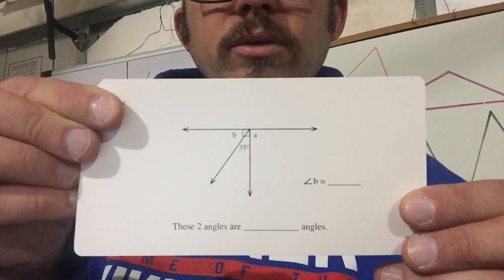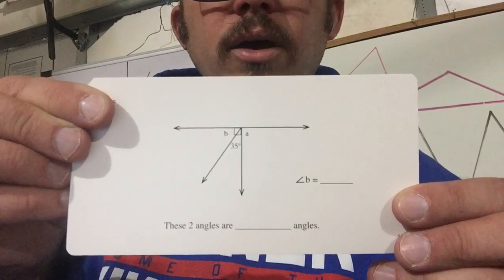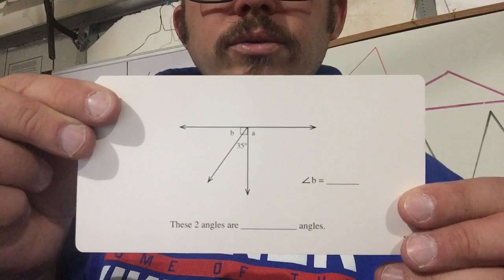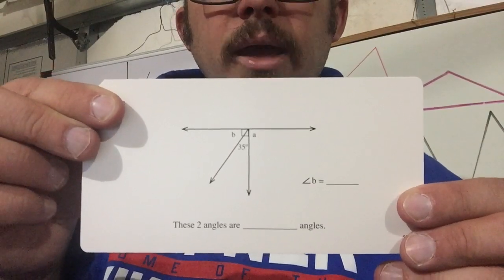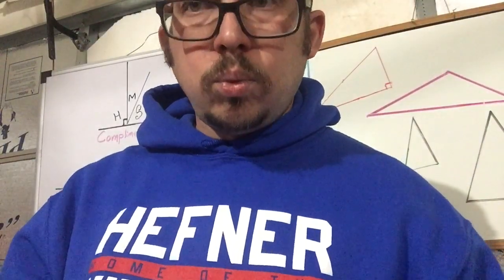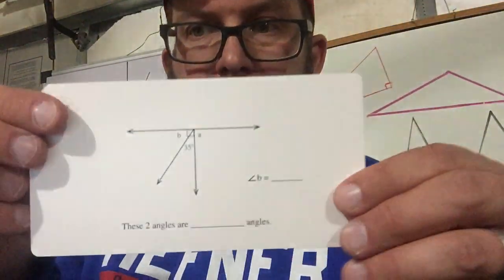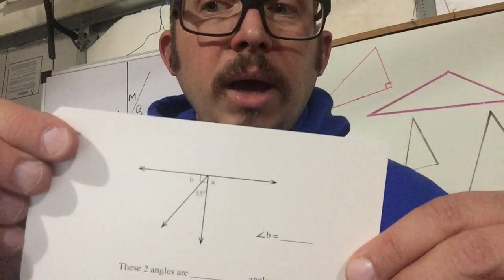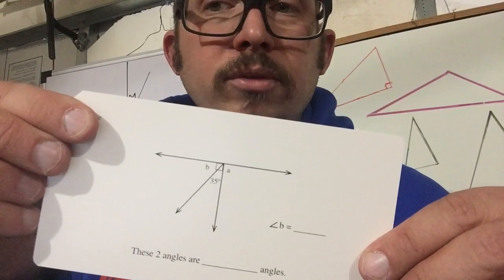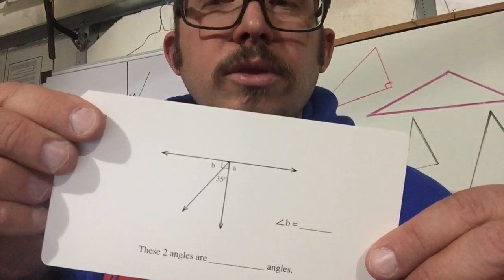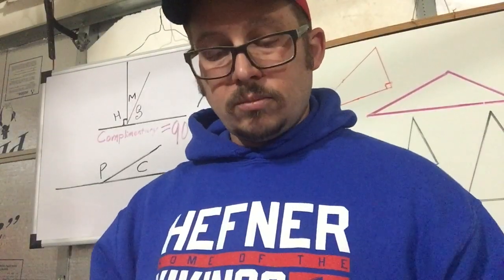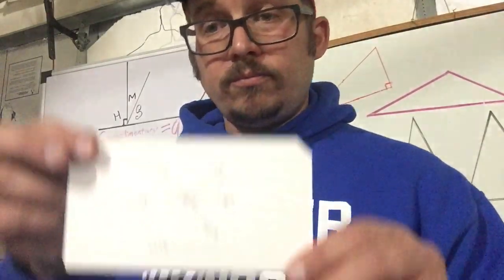Tell me what the missing angle is. Tell me what kind of angles these are. It says these 2 angles are blank angles. Well, which 2 angles are we talking about? We're talking about angle D and the 35 degree angle. Tell me the relationship that the 2 of them have. Here's one. Then we're going to move on.